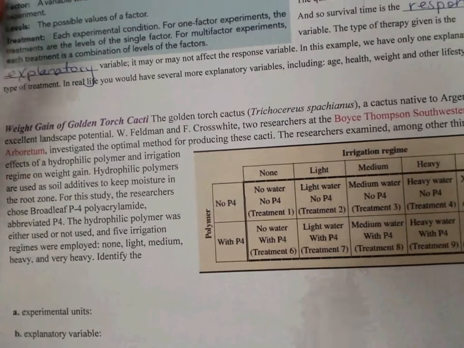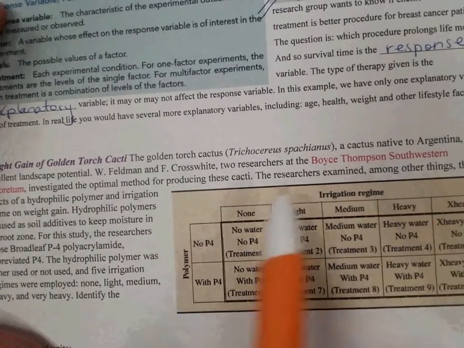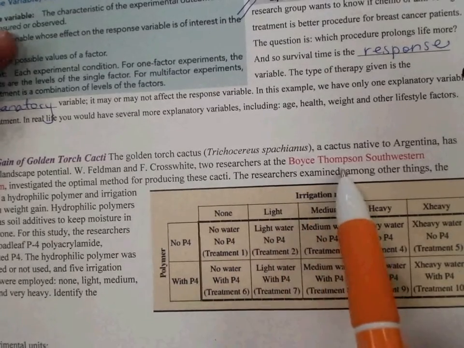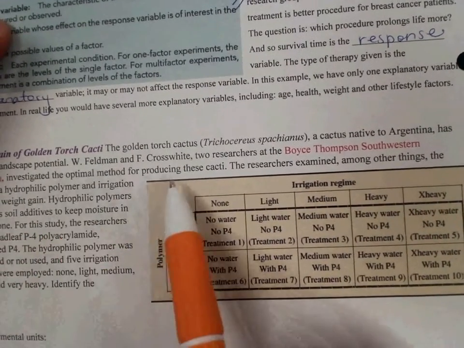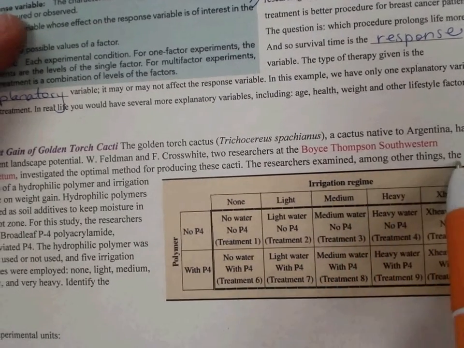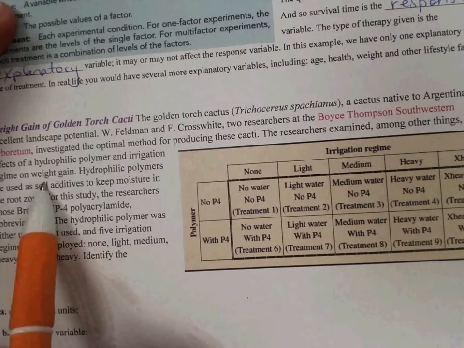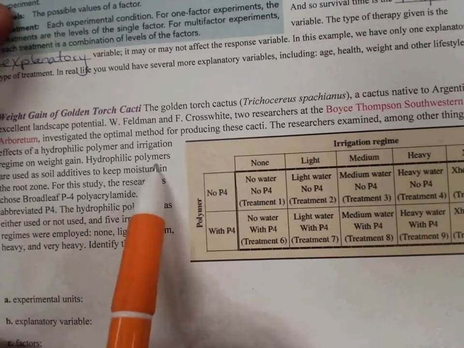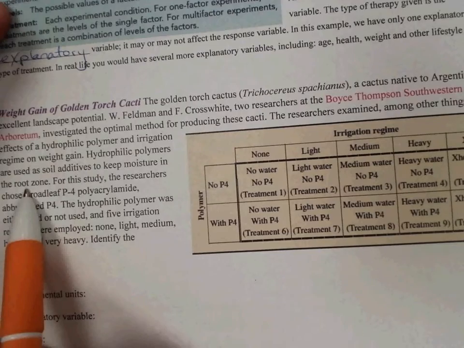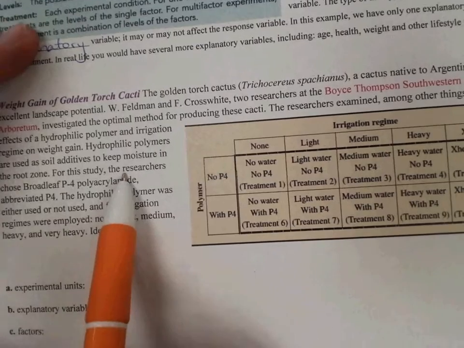So we've got the weight gain of golden torch cacti. The golden torch cactus, a cactus native to Argentina, has excellent landscape potential. Feldman and Crosswhite, two researchers at the Boyce-Thompson Southwestern Arboretum, investigated the optimal method for producing these cacti. The researchers examined, among other things, the effects of a hydrophilic polymer and irrigation regime on weight gain. Hydrophilic polymers are used as soil additives to keep moisture in the root zone. I could use some of this for my garden, I think.